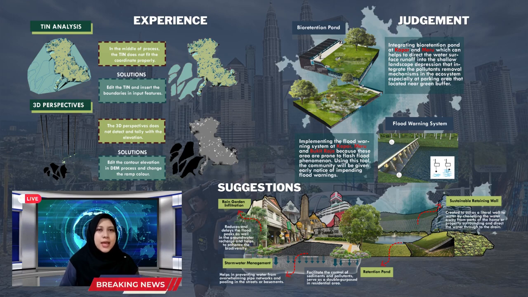By using these GIS analysis tools, it helps give us a heads-up on flood control, where we can integrate a bioretention pond or implement a flood warning system, which helps to alert the nearby community, especially in the areas of Kapar, Meru and Bukit Raja in Klang. The other suggestions to cater to this flood mitigation are installing a sustainable retaining wall, an infiltration rain garden, and last but not least, stormwater management.